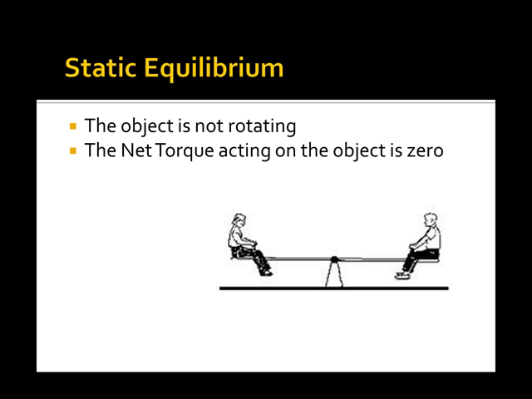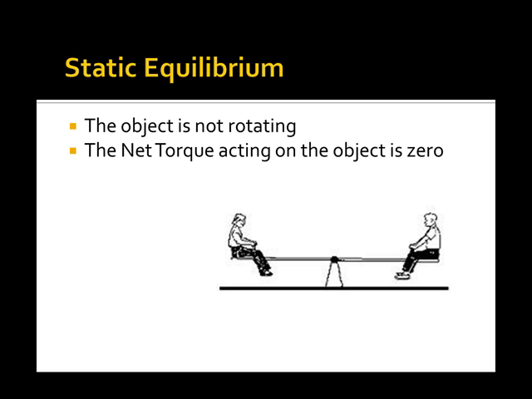Now, a new term that we haven't talked about before and you may not have seen before is called static equilibrium. It just means that the object is not rotating, in this case, that the net torque acting on the object is zero. When I say net torque, you should think back to when we were talking about net forces. When we talked about net force, we talked about adding up all of the forces that are acting on an object. This is the same idea. We talk about all of the torques that are acting on an object.